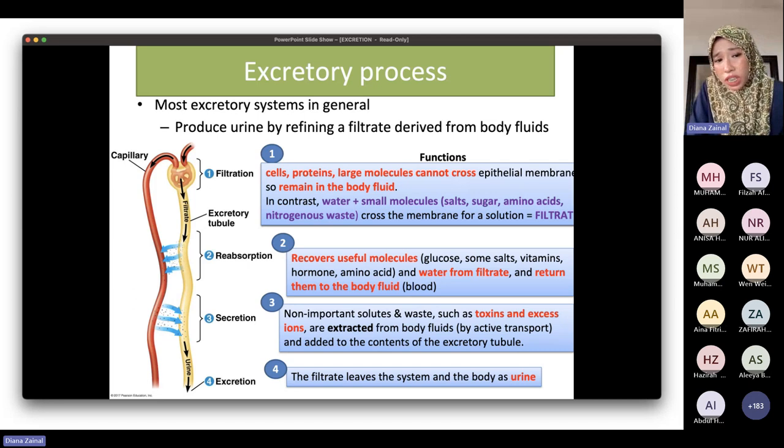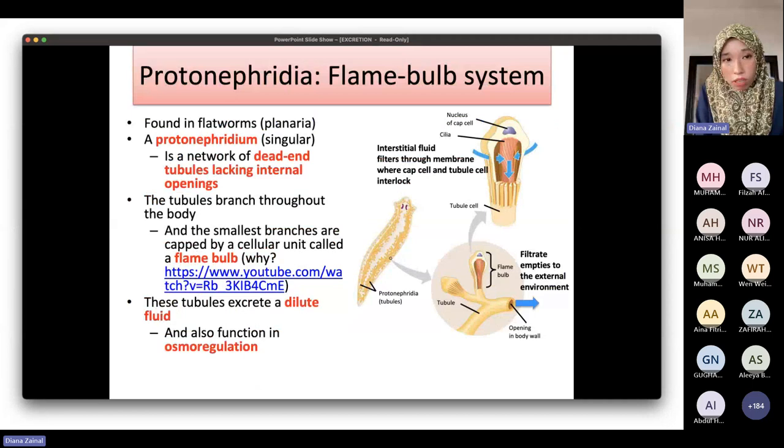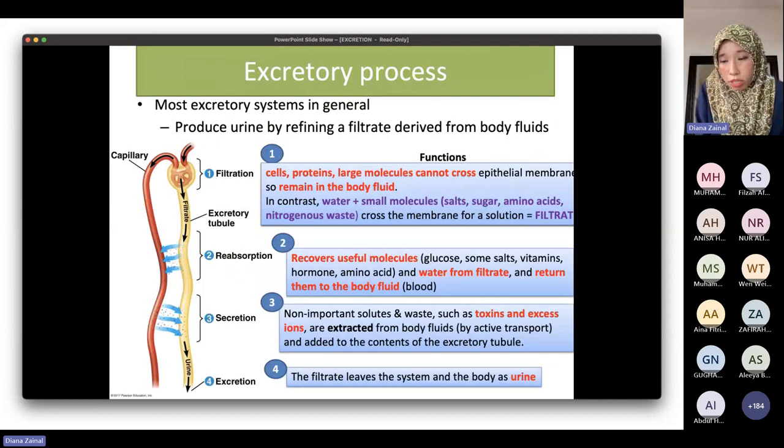So what are the functions? Okay, kita ada empat ni, the main four processes that happen in your nephron. Okay, nephron is the, macam awal sangat pula, okay. I think I'm going to skip this one first.